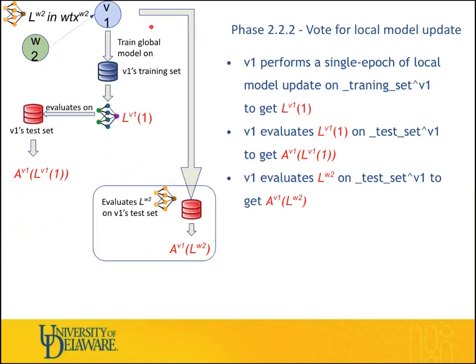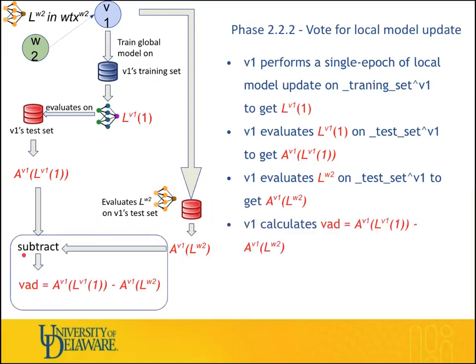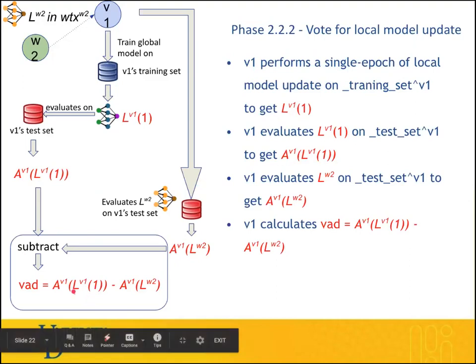Then V1 would evaluate LW2 on its own test set to produce an accuracy value denoted as A superscript V1 of LW2. Notice here we do not care how many local epochs W2 had performed, so let's just take it for granted at this moment. Then V1 would subtract A superscript V1 of LW2 from A superscript V1 of LV1(1), and let's denote this value as VAD, which is short for validation accuracy difference.